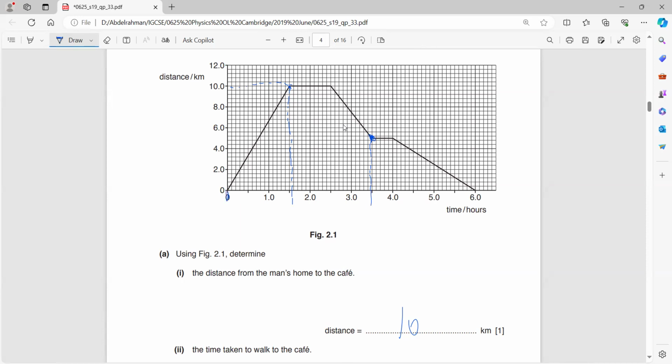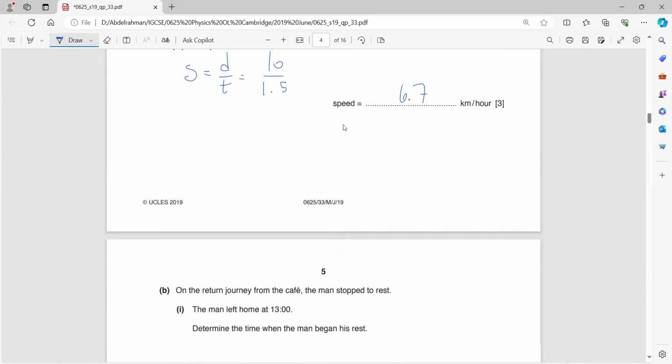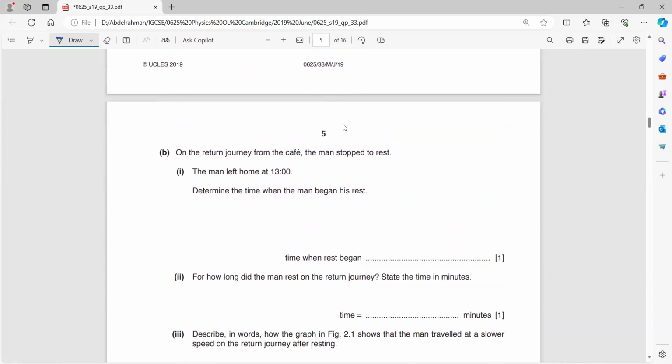Initially, when he left his home, what was the time? The time was 3.5 minus 1.4. 3.5 minus 1.5. Why is that? The line is at 3.5. OK, and the other line is here. No, no, no. Look, he's not asking what was the time he stopped for. He's not asking what was the time he.